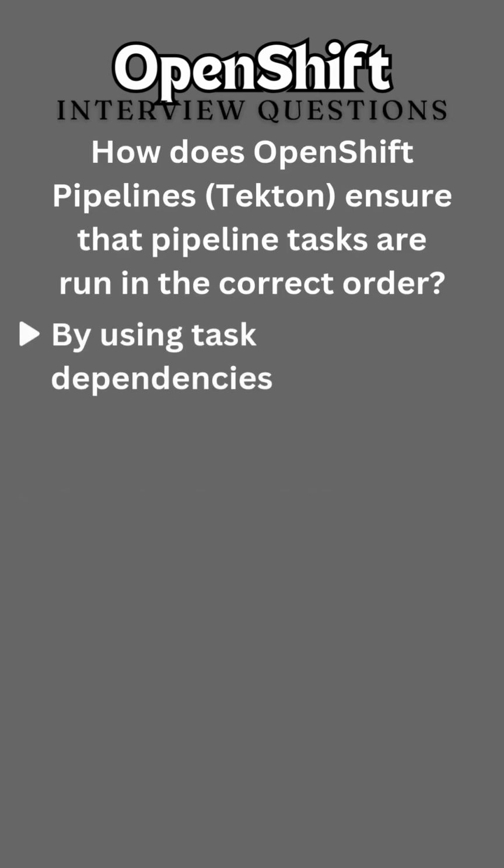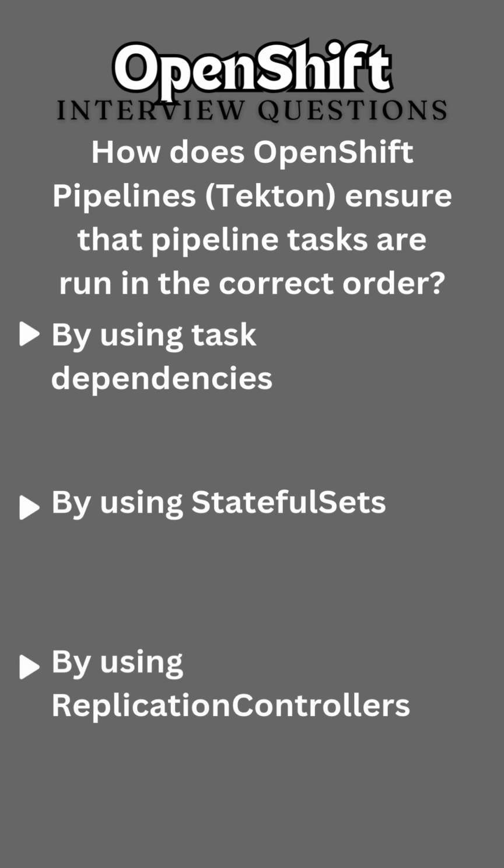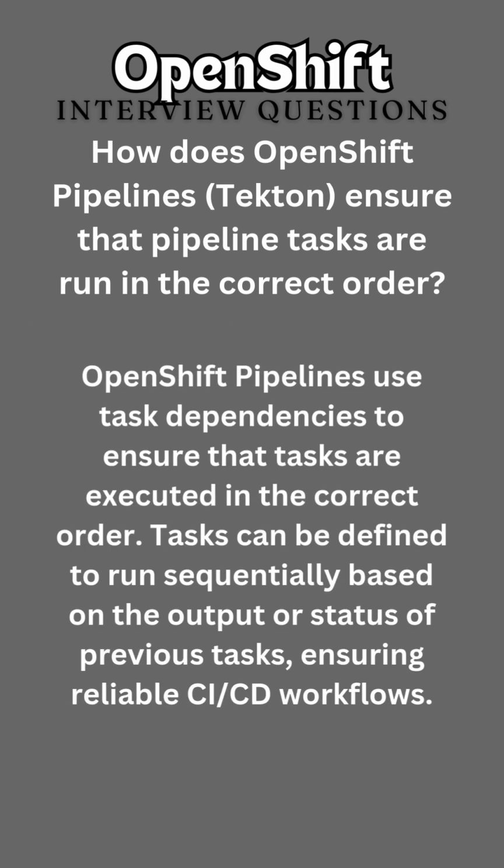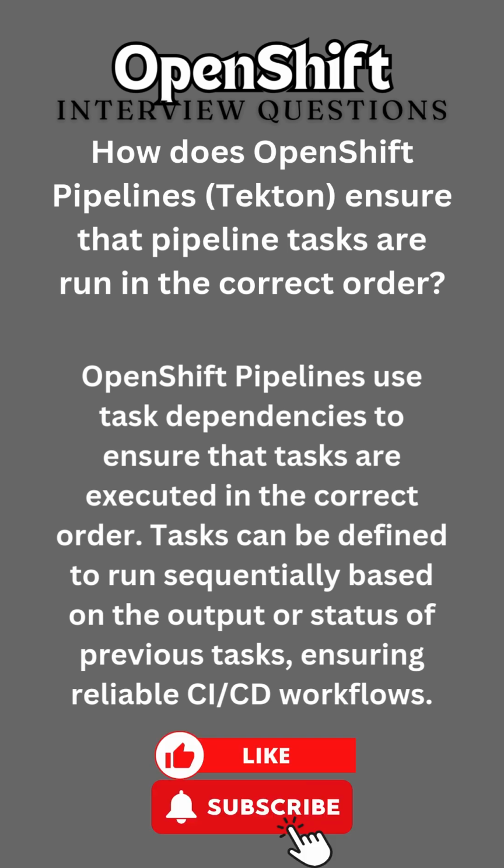How does OpenShift Pipelines, Tekton, ensure that pipeline tasks are run in the correct order? OpenShift Pipelines use task dependencies to ensure that tasks are executed in the correct order. Tasks can be defined to run sequentially based on the output or status of previous tasks.